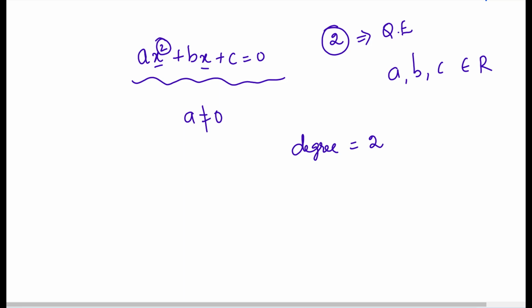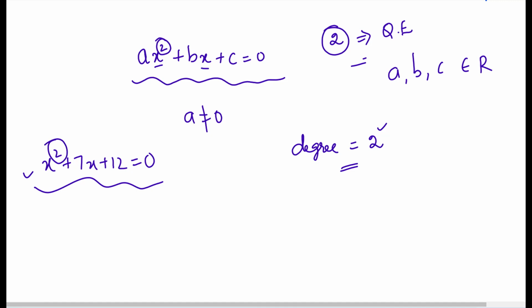Students, hopefully you have understood what is a quadratic equation. A quadratic equation in variable x is of the form ax square plus bx plus c equals 0, where a, b, c are real numbers and a is not equal to 0. The degree is 2. If the highest power is 2, then we call it a quadratic equation. For example, x square plus 7x plus 12 equals 0. Is it a quadratic equation? Yes, it is a quadratic equation because the highest power of the variable x is 2.